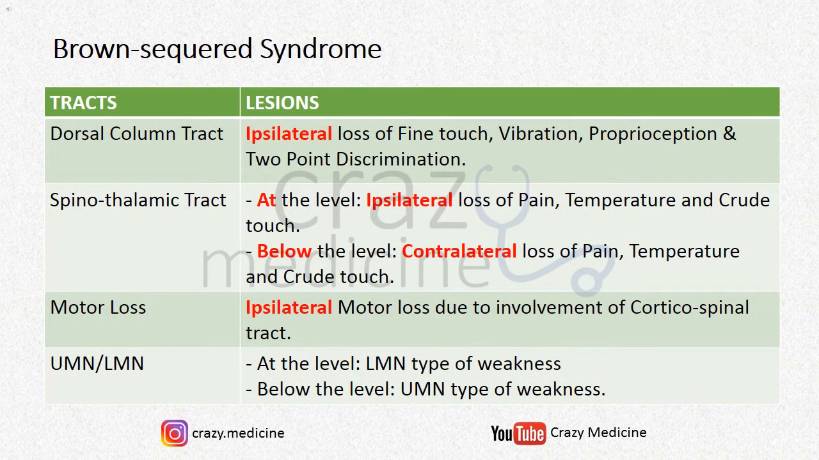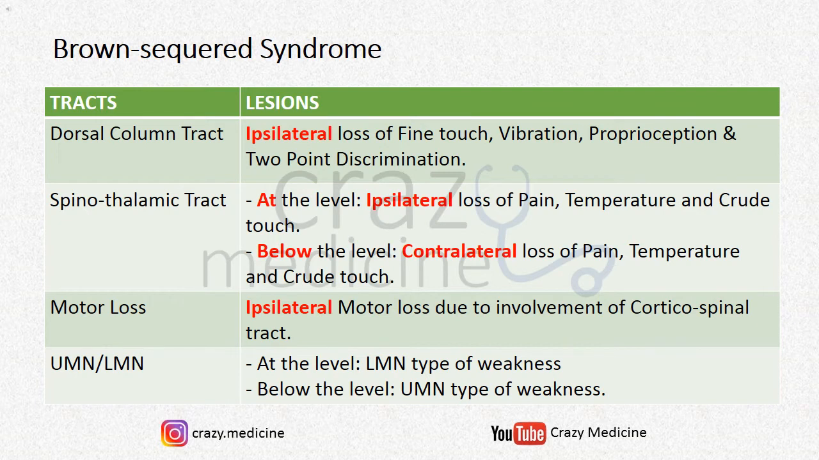The next and important topic is Brown-Séquard syndrome. It is also called hemisection of spinal cord. The lesions include, first of all, due to involvement of dorsal column tract, there is ipsilateral loss of fine touch, vibration, proprioception and two-point discrimination. As information from dorsal column tract ascends ipsilaterally in the spinal cord and the fibers cross in medulla, in the lesion the loss will be ipsilateral, whether it is above or below the lesion.